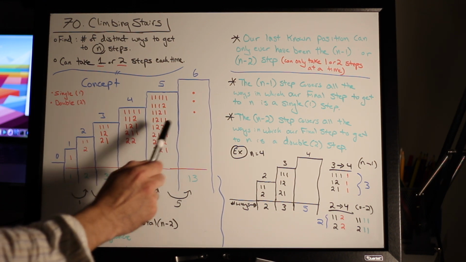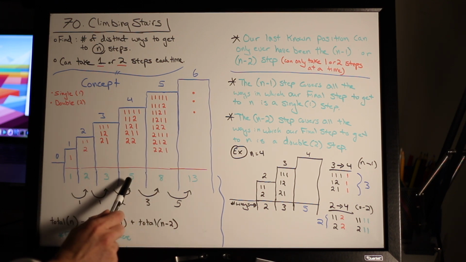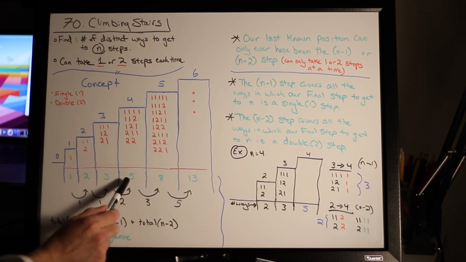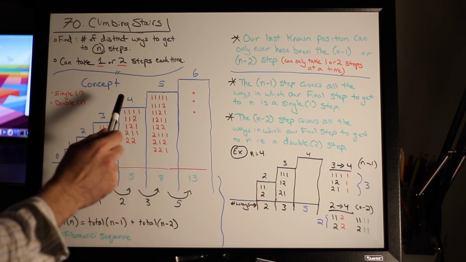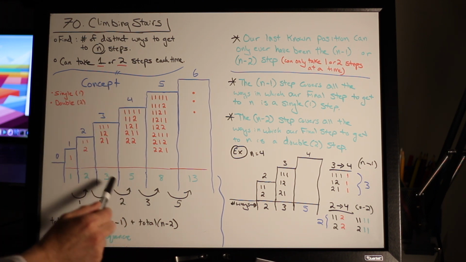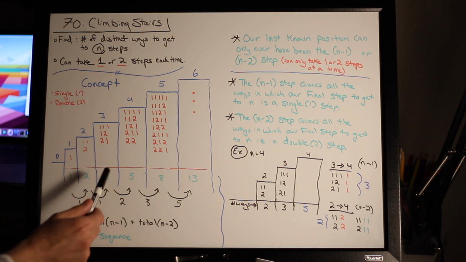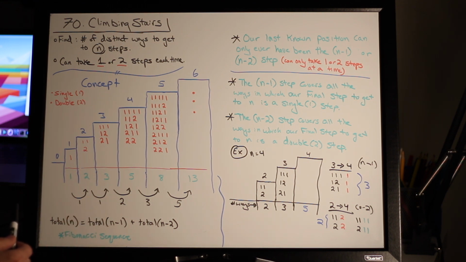So the difference between steps 5 and 6 is equal to 5, and that's equal to the total number of ways to get to step 4. The difference between steps 4 and 5 is equal to 3, and that's actually equal to the total number of ways to get to step 3. And this holds true for all the other steps as well.